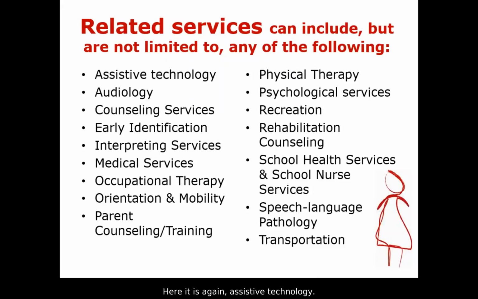Here it is again, assistive technology. I think that's an interesting piece that we don't talk about enough within IEPs. We really need to figure out what that means. Occupational therapy, orientation and mobility, I think that's a really important piece. I've heard some really good success stories around orientation and mobility, particularly for students that are blind or have low vision, making sure that there is some kind of related service so the child learns how to navigate the building independently. That would be part of it.